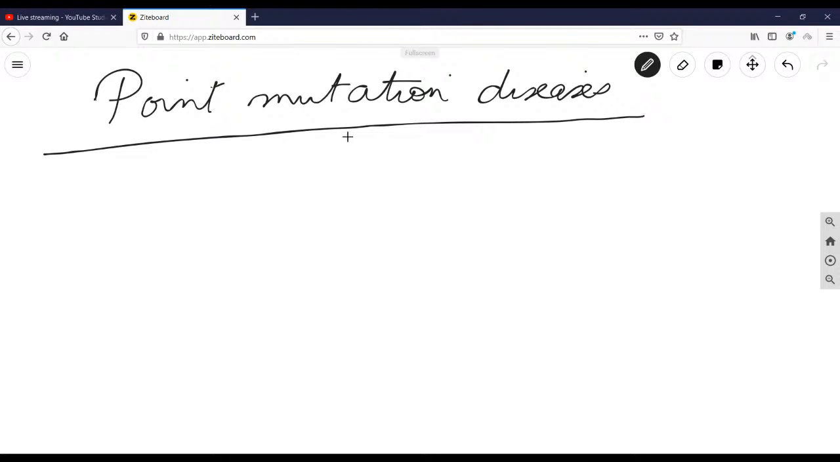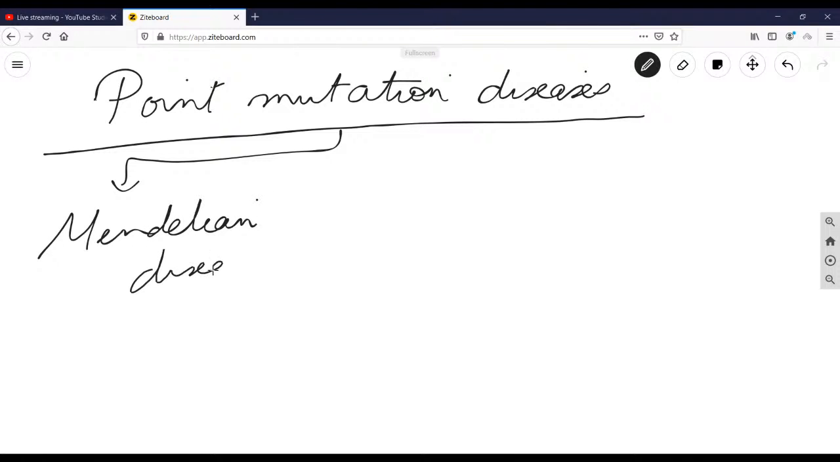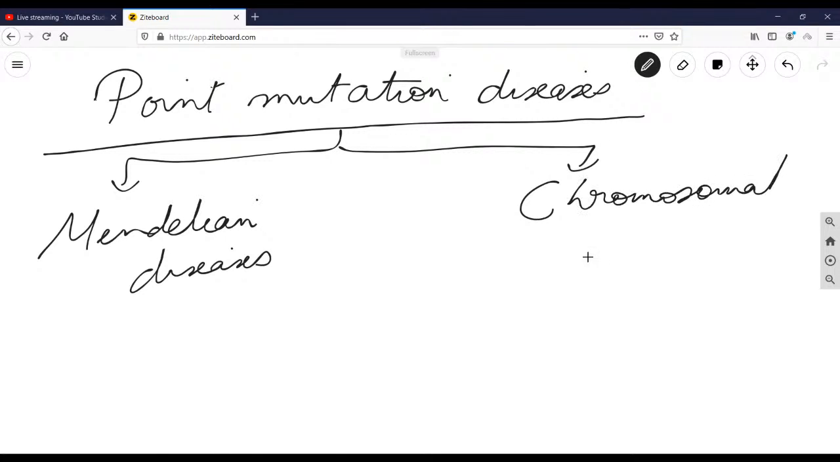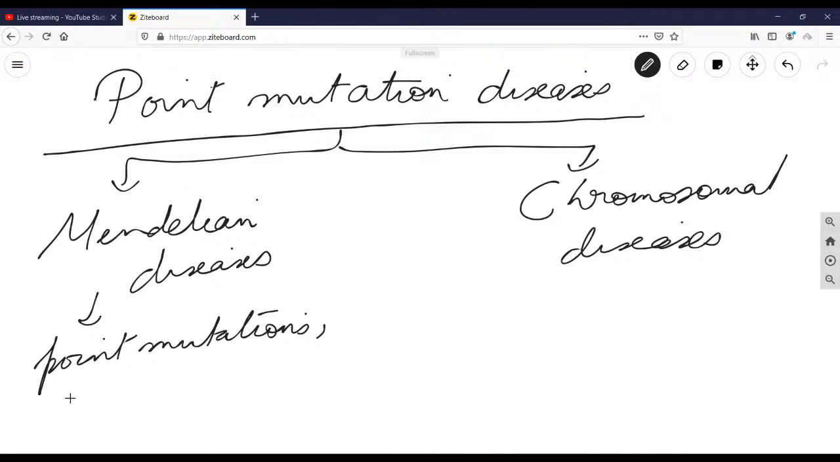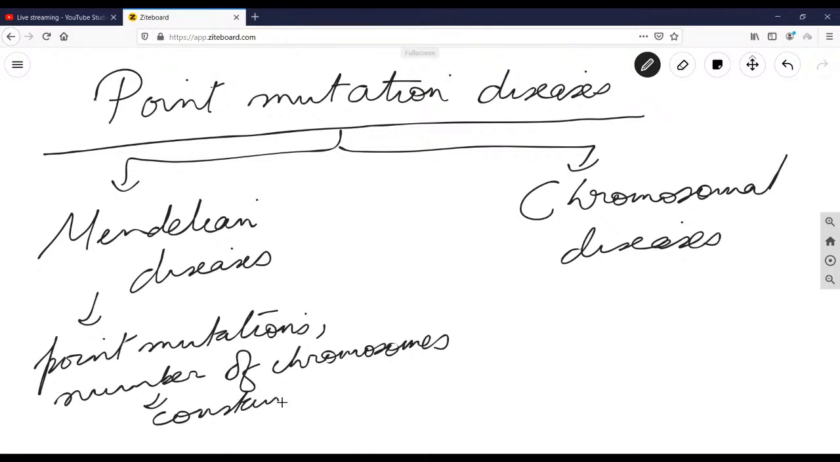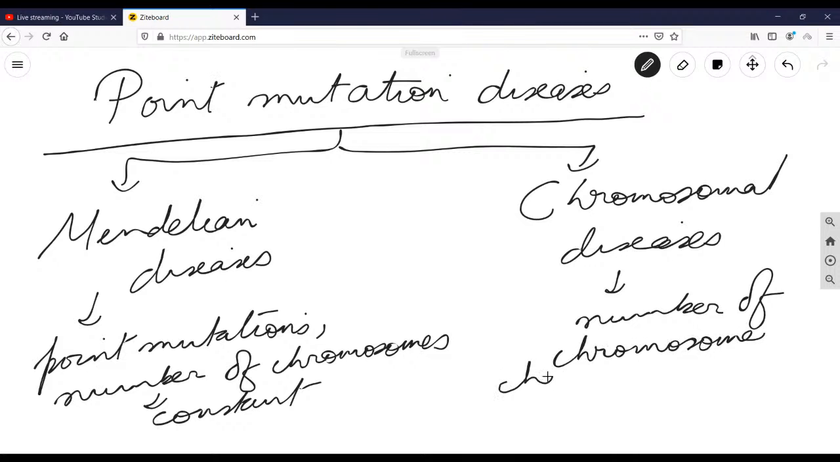Suppose there are two types of genetic diseases. One is Mendelian diseases, and next you have chromosomal diseases. Here you have point mutations, but the number of chromosomes remains constant forever. In chromosomal diseases, the number of chromosomes changes, with no point mutation. Just the opposite of that.